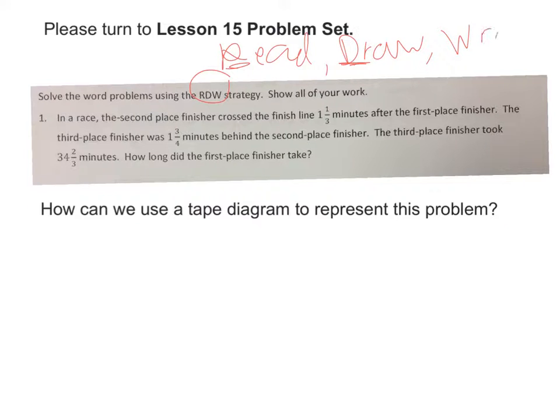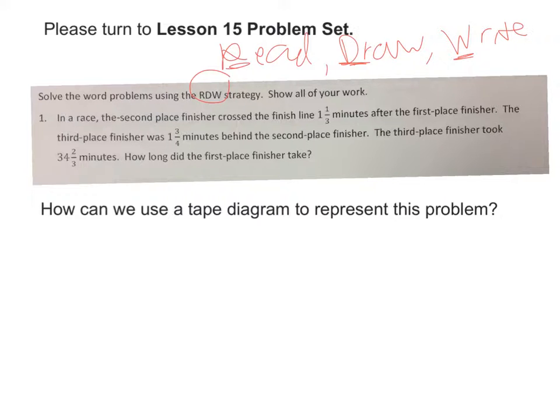Right. So when you solve these word problems, you need to first read the problem, then you need to draw a picture. What kind of picture do we like to draw the best? Tape diagrams, yeah. And then the W stands for write, which means you need to write out a math sentence, and you need to write your answer. Okay? So, Drew, will you read to us? What does problem number 1 say?